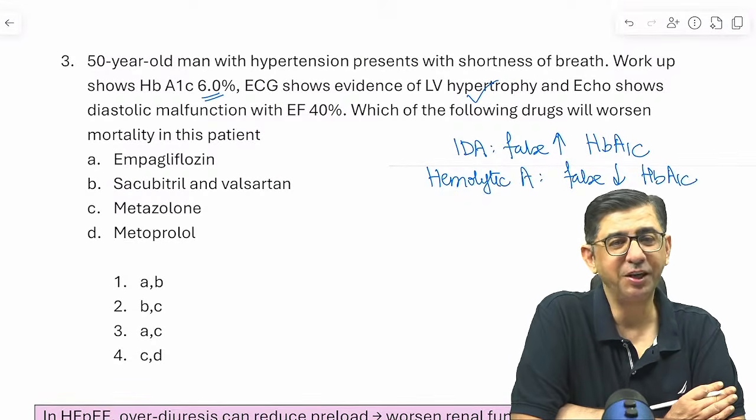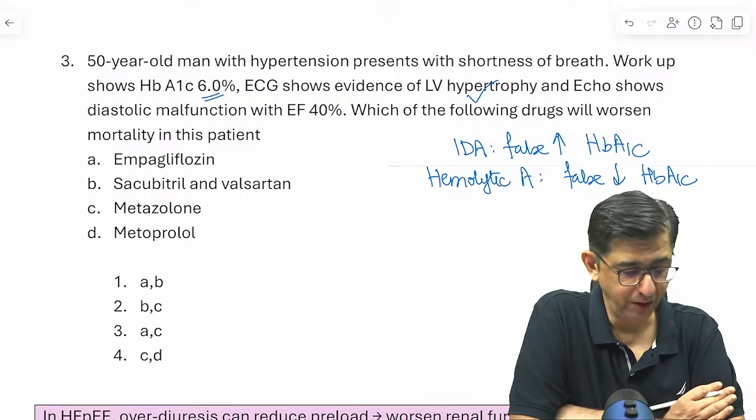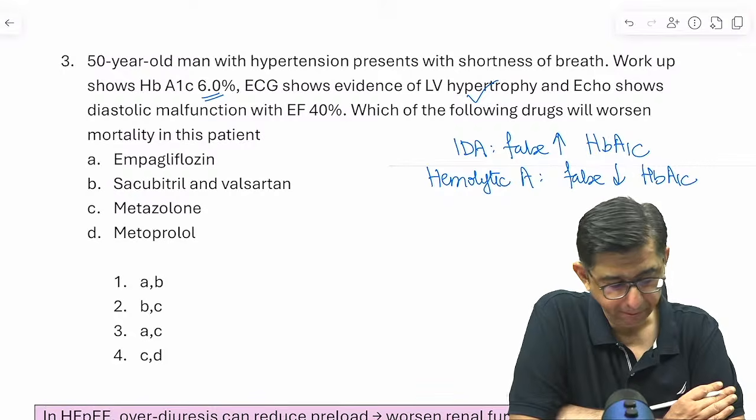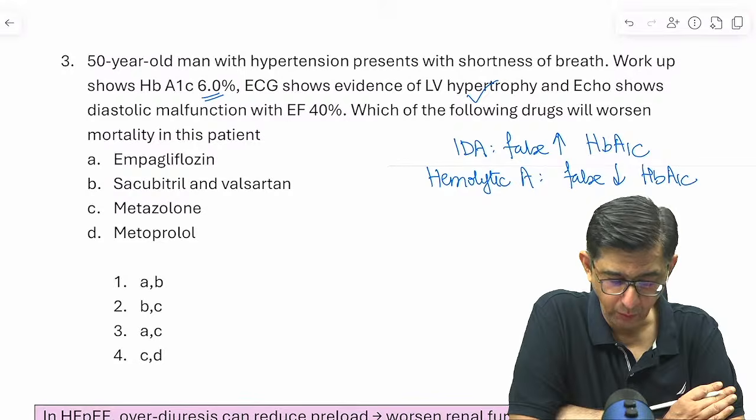And then he's asking which of the following drugs will worsen mortality in this patient. So yes, guys, quick answers for this one. False decrease would be hemolytic anemia. I'm waiting for your answers there. You have to answer as 1, 2, 3, 4 basically, for this particular case.